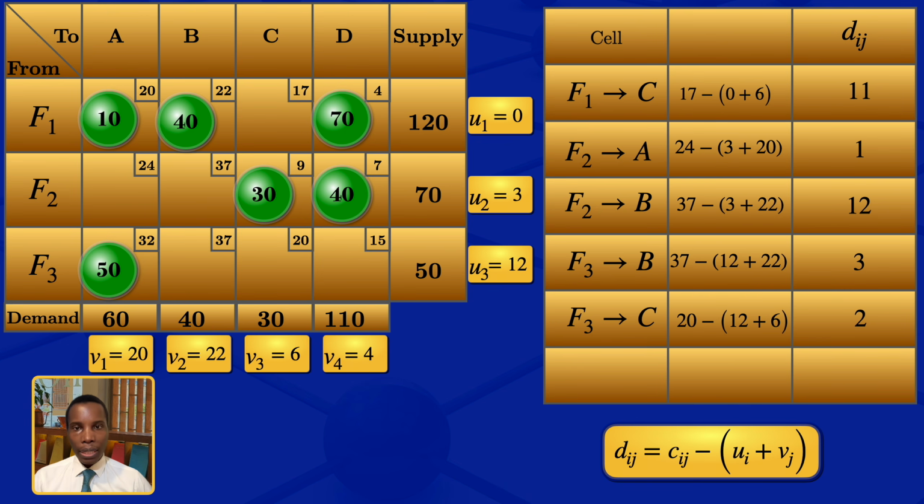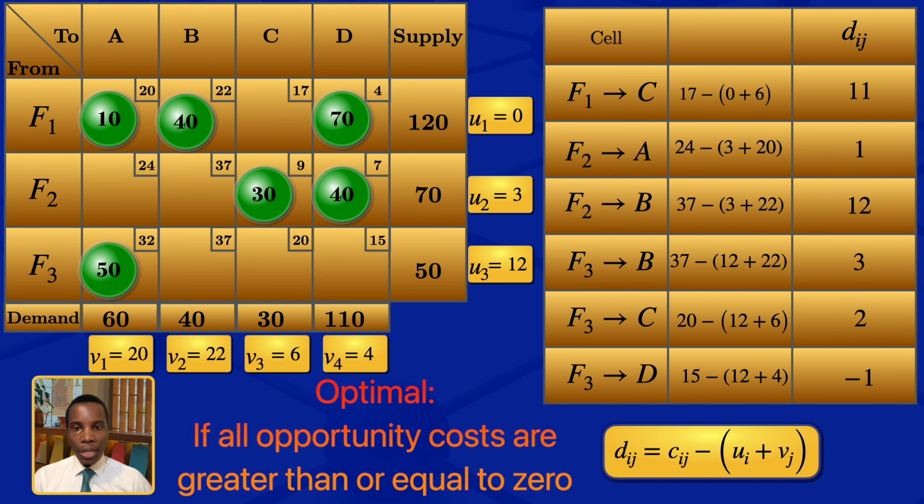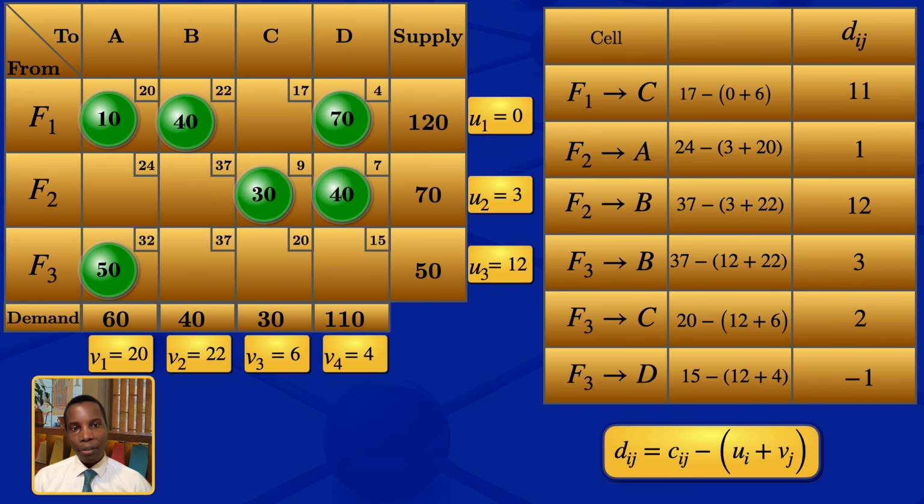Then lastly, we are looking at this unoccupied cell. So what we'll be looking at there is cell F3 to D. So for this cell, we are saying 15 minus the sum of these two values. So we'll be having 15 minus (12 plus 4), and that will give us a minus 1. Our solution is optimal if the opportunity costs are greater than or equal to 0. In this case, we are having this opportunity cost is negative. So the solution there is not optimal. So if it is not optimal, then we have to allocate as much as possible to the cell with that negative value. So the cell with that negative value is cell F3D.